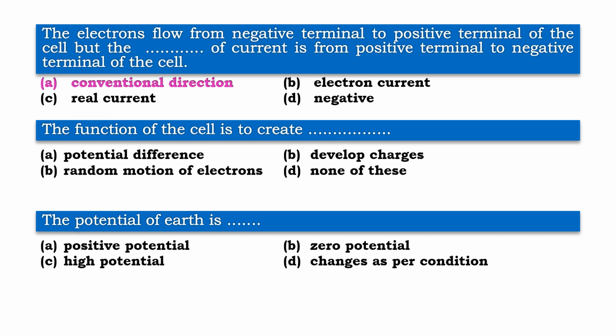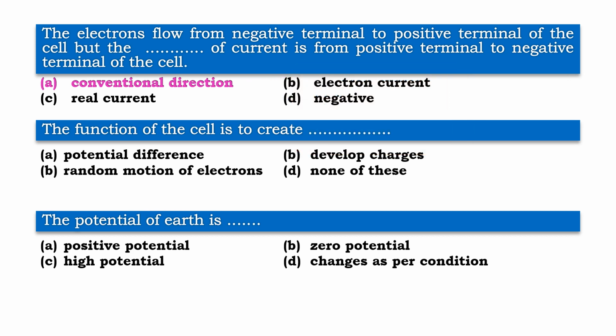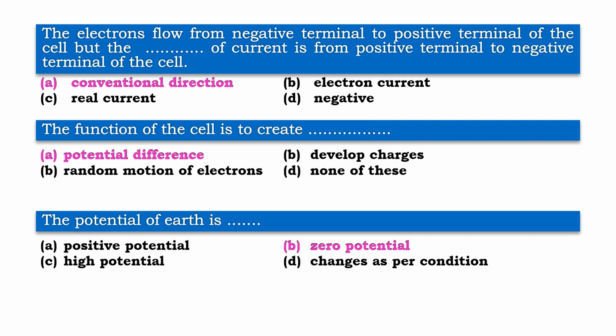The answer to the first question is A, conventional direction. The conventional direction of current is opposite to the direction of flow of electrons. Your next answer, potential difference. A cell contains higher potential and lower potential, shown by positive and negative. The third answer is zero potential, as Earth is an infinite body.